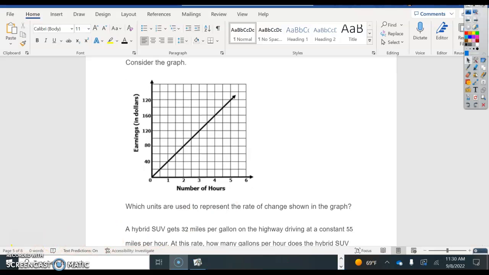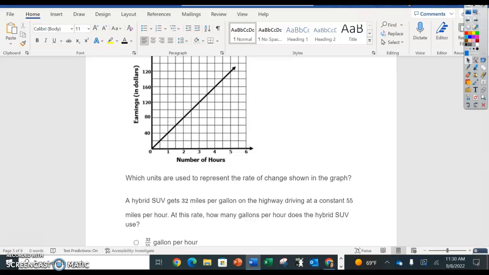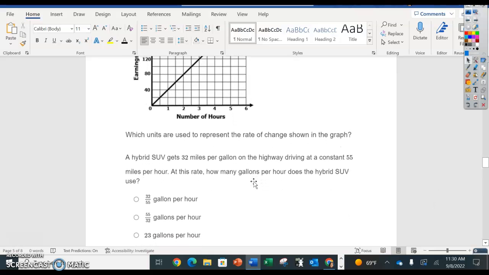All right, the next question says, consider the graph. Which units are used to represent the rate of change shown in the graph? Okay, so we know this is our x-axis. This is our independent variable, so it's the number of hours on the x-axis. And our y-axis, our y, depends on the x. So our y-axis is in dollars, earnings in dollars. So it says which units are used to represent the rate of change shown in the graph.